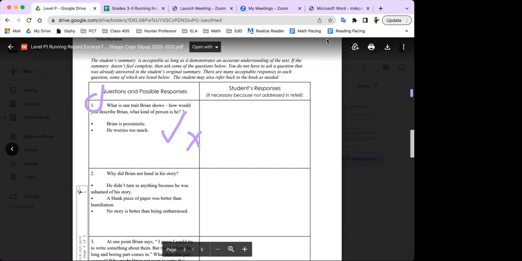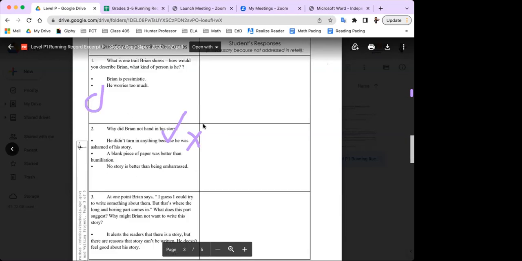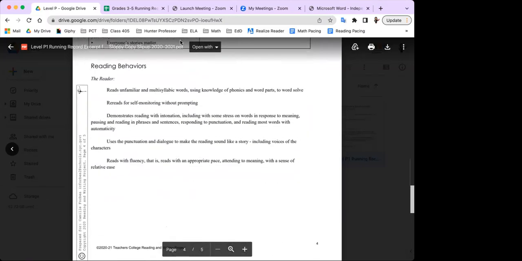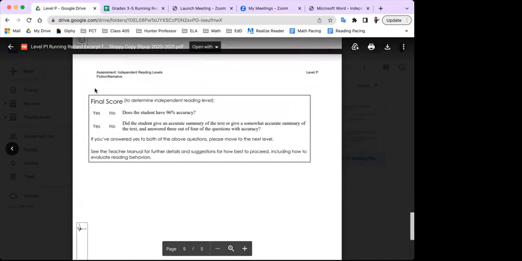And then what's really important is to think, how do you know if the child moved to that level? What's really cool is that it gives you a cheat sheet at the bottom of the running record as the final score, and you use that to figure it out. So does the student have 96% accuracy? That means, did the child get 4 words wrong or less? If the child got more than 4 words wrong, then that would be a no, and automatically that means this child is not ready for this level.